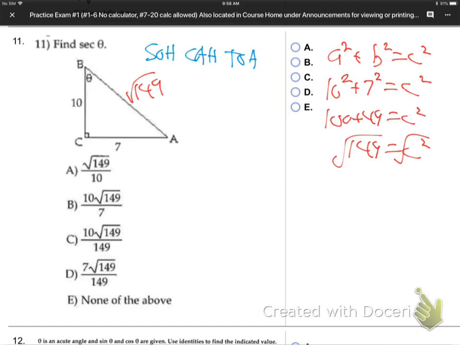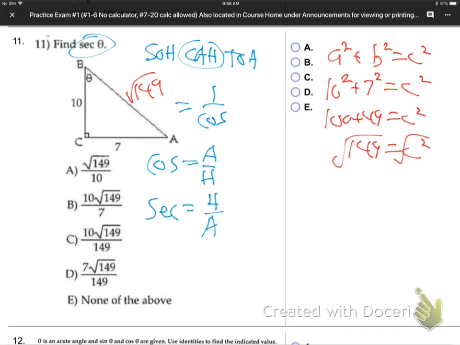All right, getting back to it. So, SOHCAHTOA, what are we doing? We're doing secant. And what's secant? Upside down cosine, huh? Yeah, it's 1 over cosine. So cosine is adjacent over hypotenuse. So then secant will be upside down that, hypotenuse over adjacent, right?